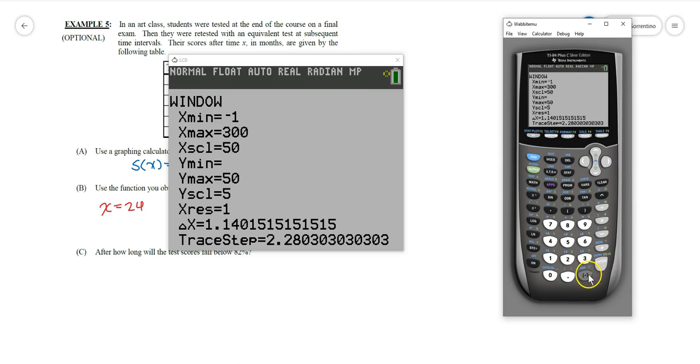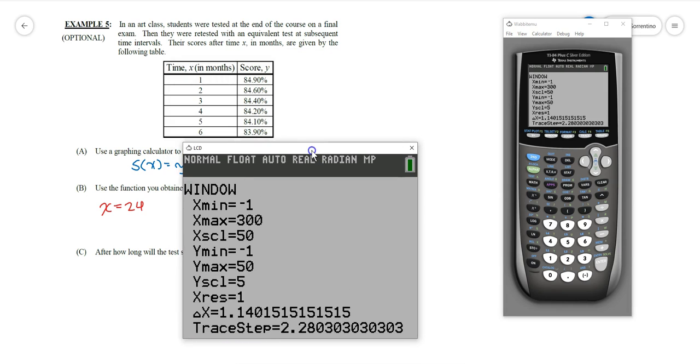And my y min, I'm just going to go to -1 on that because, again, I just want to see the axis. I'm not going to have any negative values or negative scores. I can't score a -5% on a test. That means I missed more than I lost. That's like me missing 7 questions out of 5. So, the Y max.